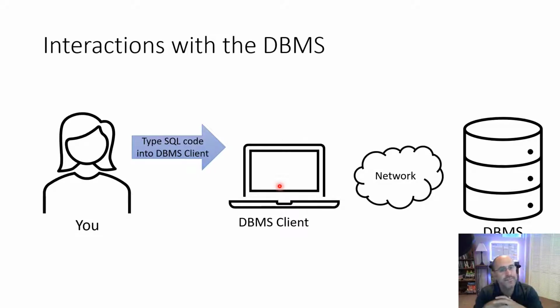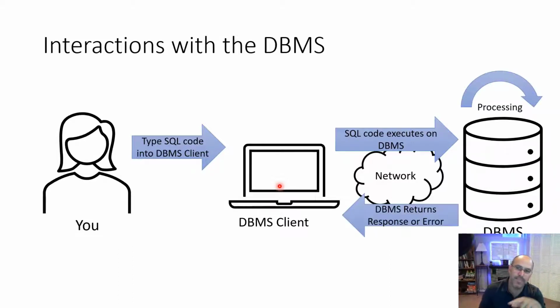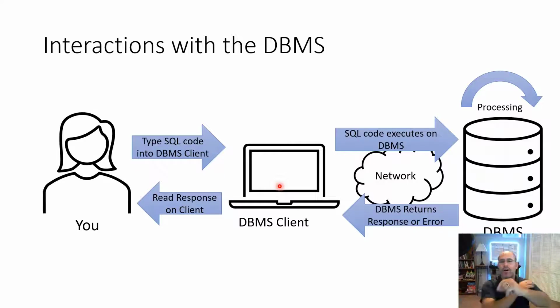There are good clients and bad clients. Some clients don't give you any help at all. But we type our code into the client, the client sends the code to the DBMS when we tell it to execute the code, and then the DBMS returns a result after processing back to the client that we can look at. And this is basically how we spend our lives interacting with the DBMS. No one really talks directly to the DBMS on the server. You're always interfacing through some client, and that client works over a network. This is how all modern DBMSs work.